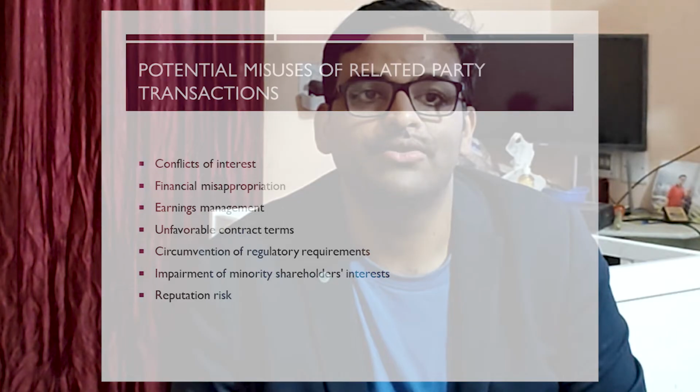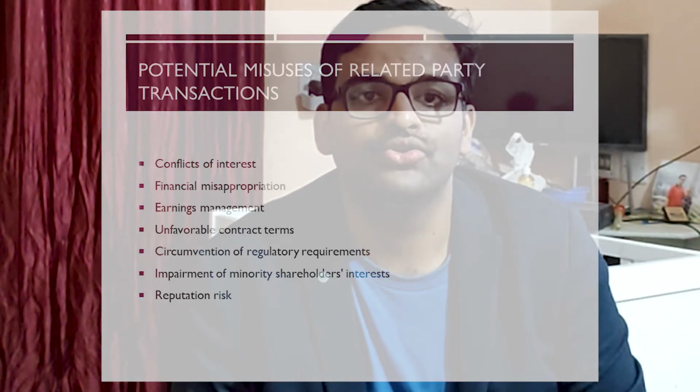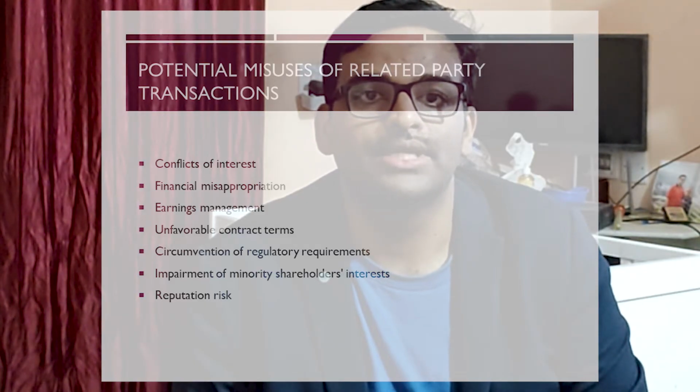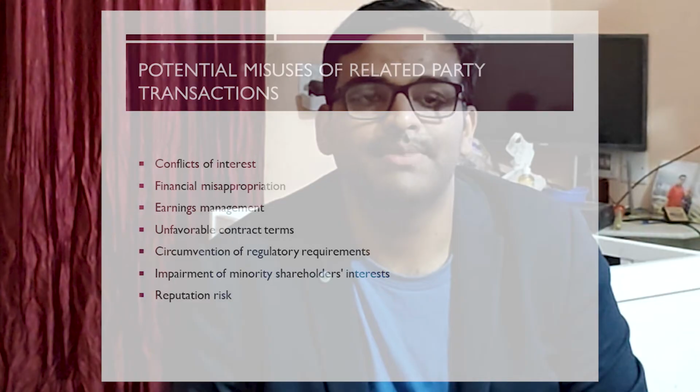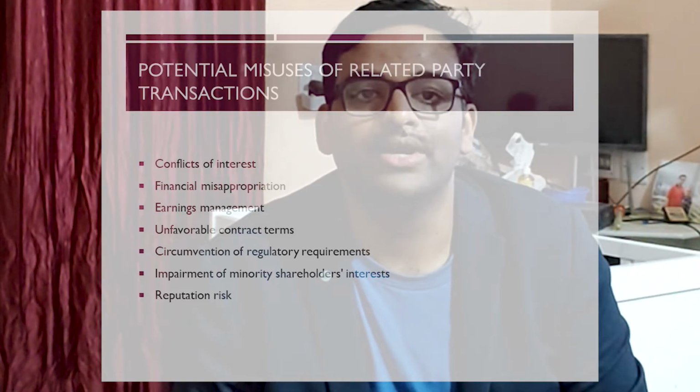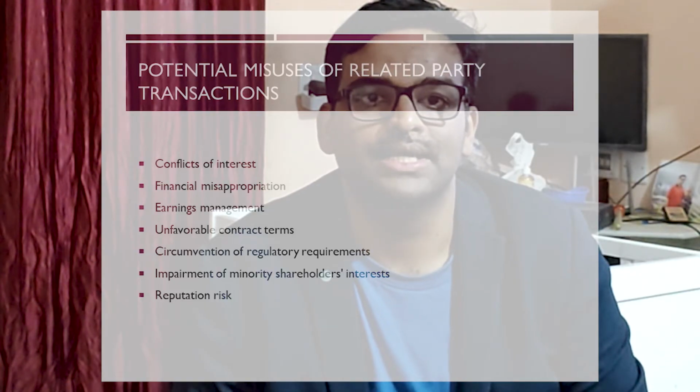Profits can be shifted to related entities to manipulate financial statements, either to show higher profitability in a related entity or to reduce taxable income. Expense manipulation: expenses can be artificially increased through transactions with related parties to reduce reported profits.